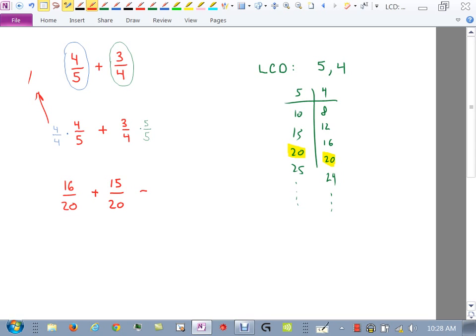Now you have the same denominator, so you add across. 31 over 20. And we're done.